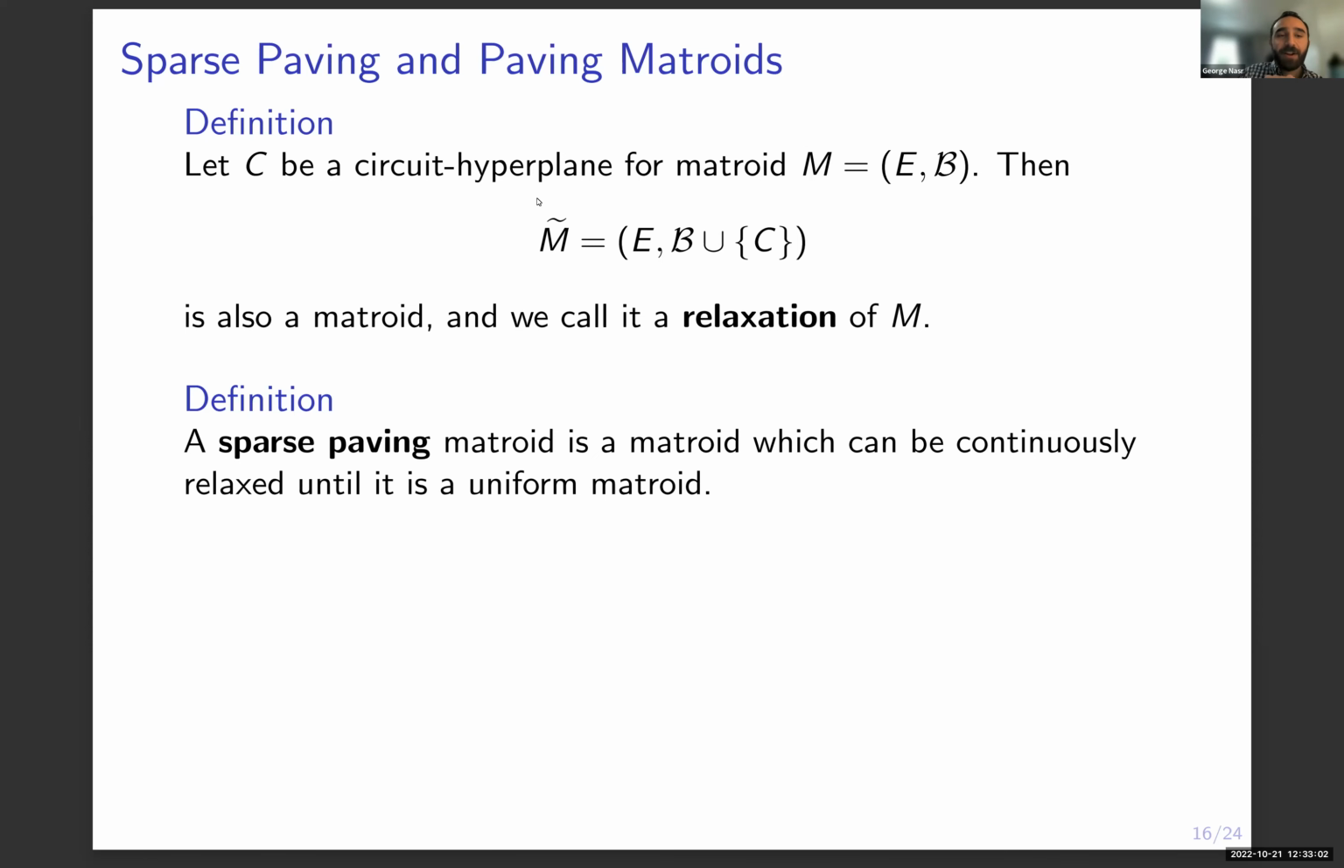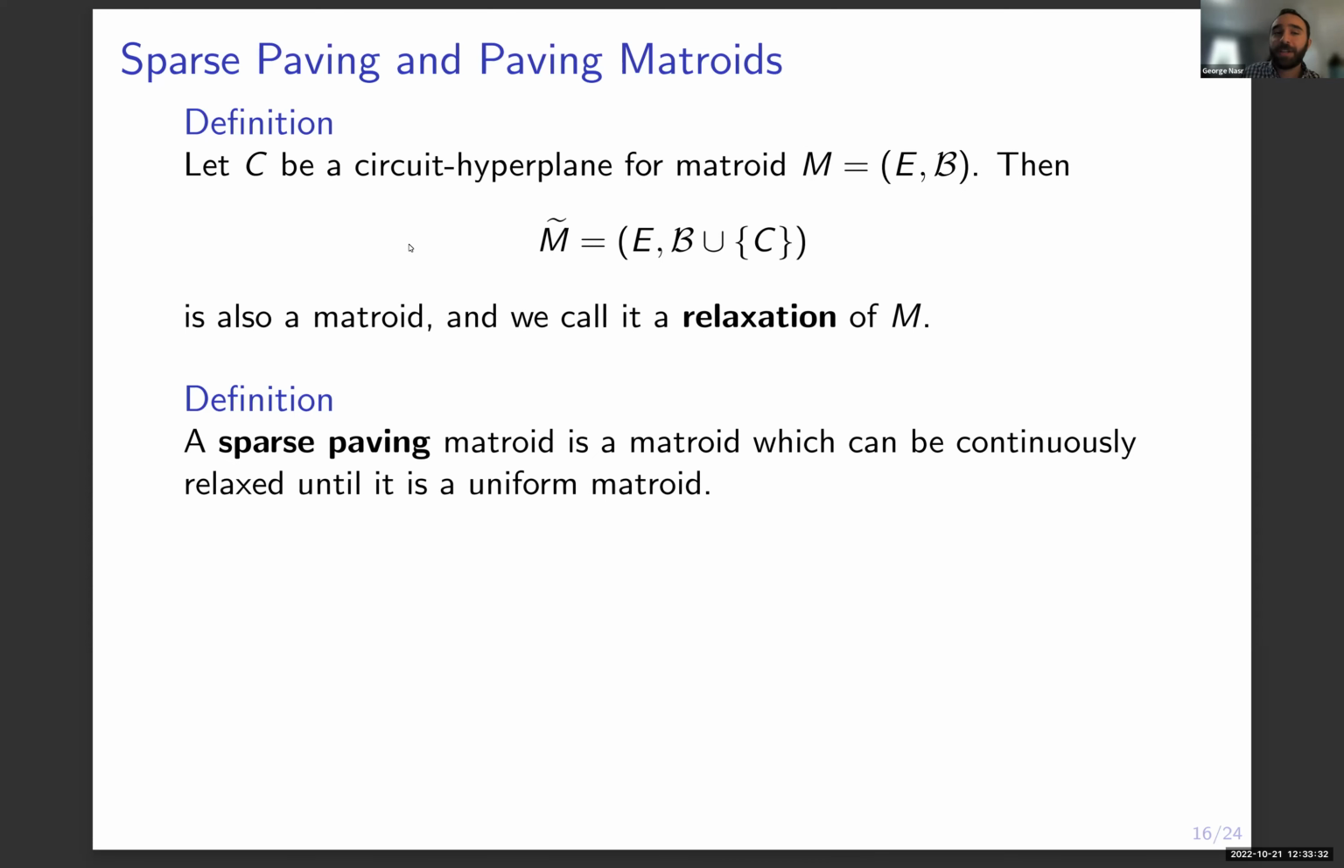So what I'm saying here is I can start with a matroid, and I can relax it if I find a circuit hyperplane. And the idea is if I can continue to find circuit hyperplanes and relax them, over and over, and I eventually end up at a uniform matroid, then the matroid I started with is a sparse paving matroid. Note that that necessarily implies that C is the same cardinality as any basis. That actually follows from being a circuit hyperplane.